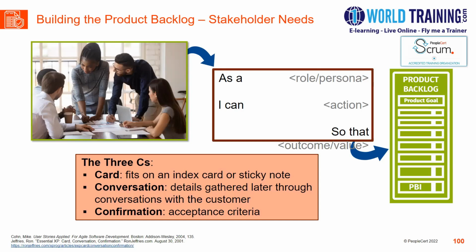Second is conversation, which is more detailed. More detail is gathered later through the conversation with the customer. The last one is confirmation, which represents acceptance criteria as explained by the customer. So that's how, with the focus on building the product backlog and understanding the stakeholders' needs, we can always write the user stories with the help of these three C's, which are card, conversation, and confirmation.